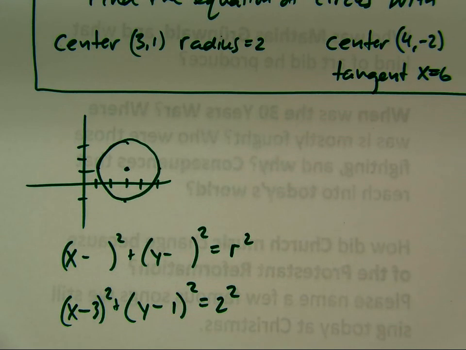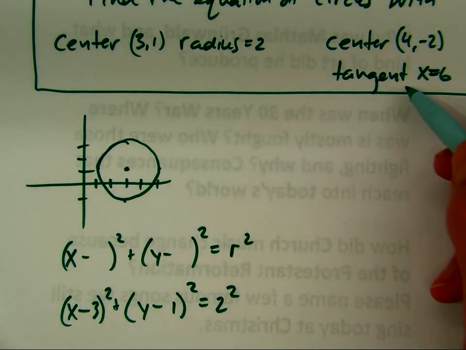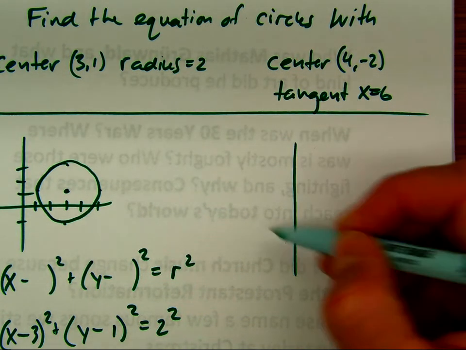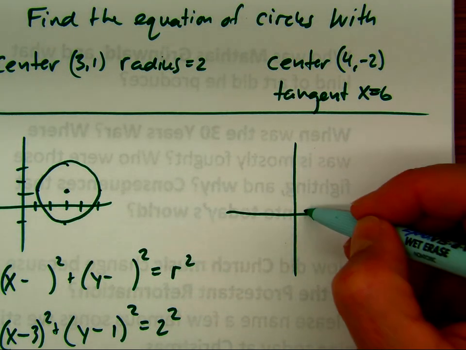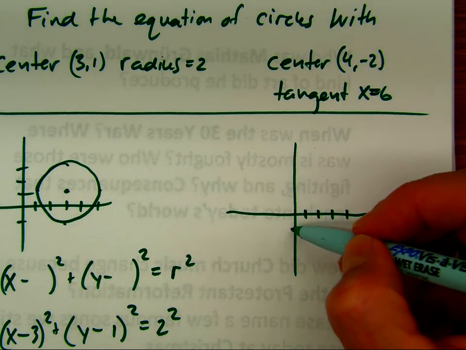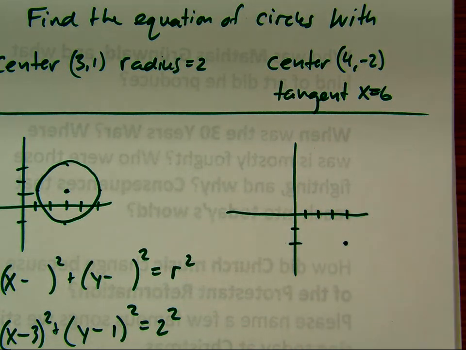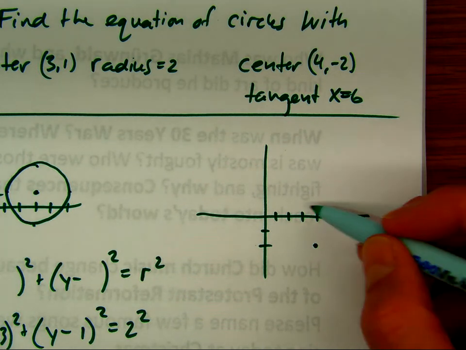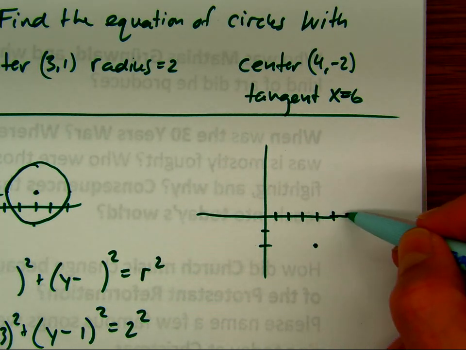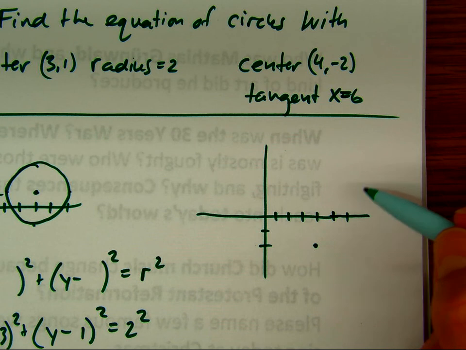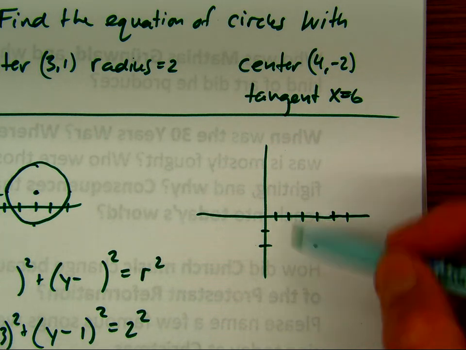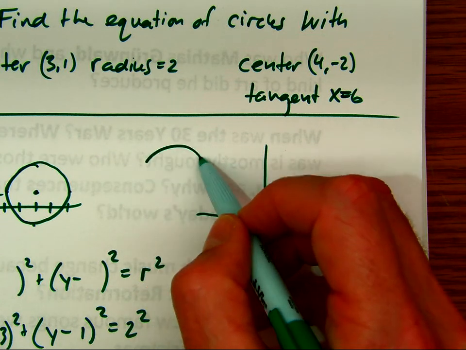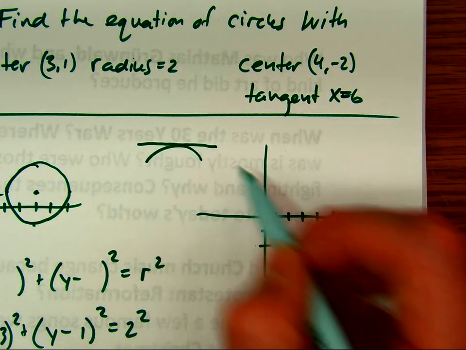And this, a tangent, we haven't seen that word before. Well, we've seen the word, but we haven't seen it with this definition. So the center's at (4, -2). And it doesn't tell us the radius. But a tangent looks like this. If you have a curved line, the tangent is a straight line going next to the curve.